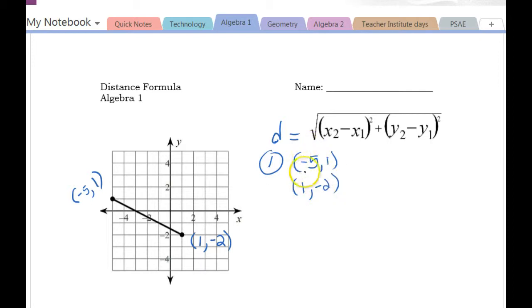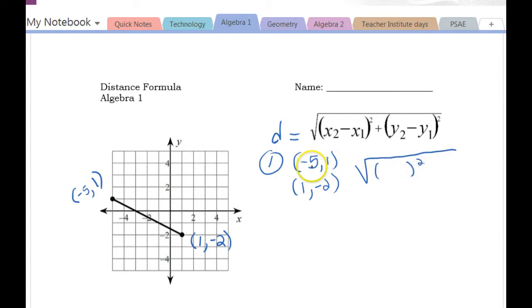You know that the -5 and the 1 are your x. And on this side, the second numbers, the 1 and the -2 is your y. And basically I'm going to substitute them in each one of the distance formula and then calculate. So write it like this so that you don't get yourself confused.